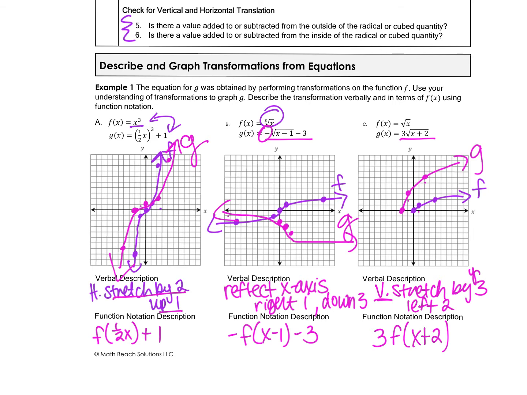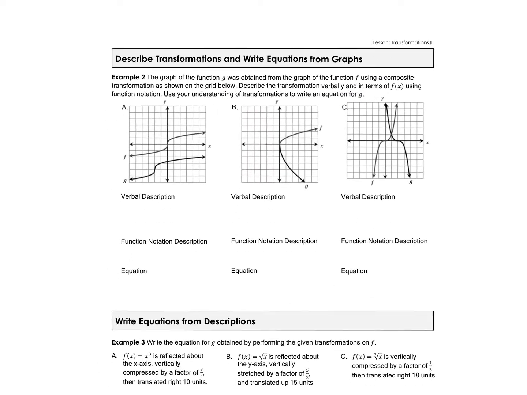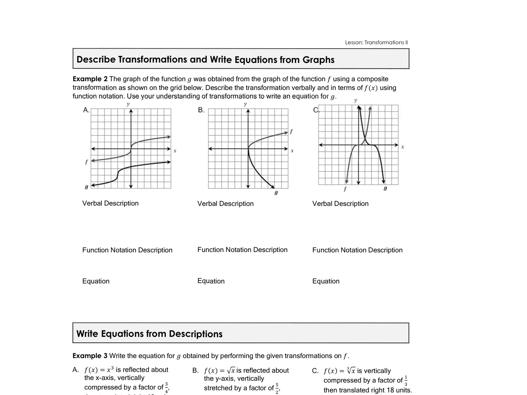Okay, so it's very important that you know what your parent function looks like, so that way you can use your transformations to graph the new one. Let's look at the back. So now we're going to be doing the opposite. This time we're given both graphs, and we're going to write our verbal description, our function notation, and then come up with the actual equation that we were given on the front. So the f is always your original, and then your g is your new function.